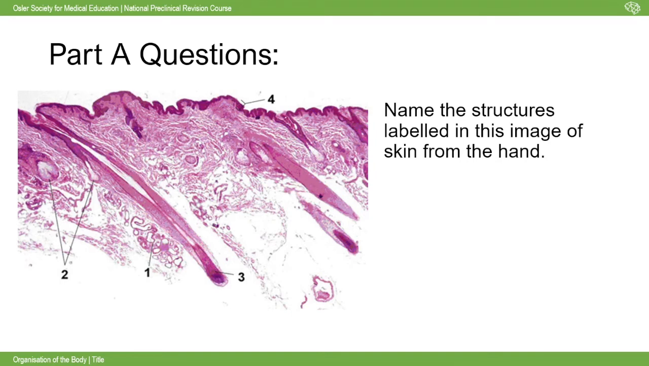So just going through these now. Number 1 is actually a sweat gland. Number 2, we have a sebaceous gland. So we can see again that it's an outpocketing from our hair follicle. Then number 3 is our hair follicle itself. And then number 4 is your outer keratinized epithelial layer.